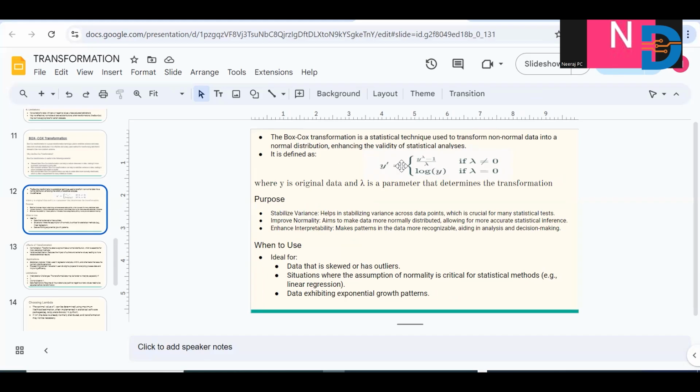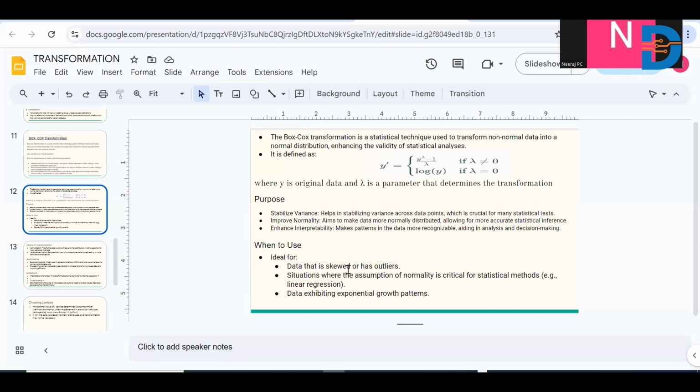So this is the formula. If lambda is not equal to 0, then (y to the power lambda minus 1) divided by lambda. If lambda is exactly equal to 0, then log y is applied. A logarithmic transformation is applied, where y is the original data and lambda is a parameter that determines the transformation. Purpose, as we have discussed: to stabilize the variance, improve normality, and enhance interpretability.